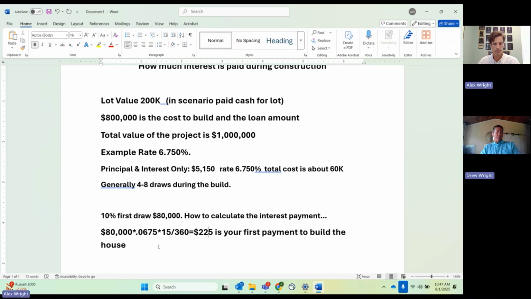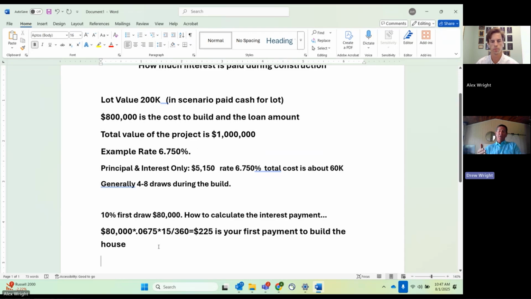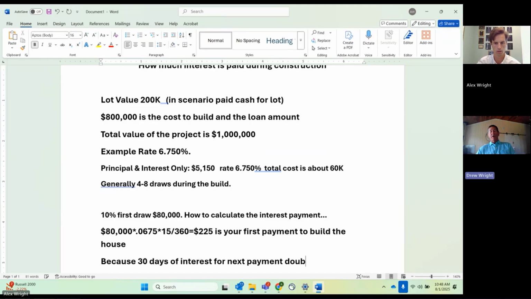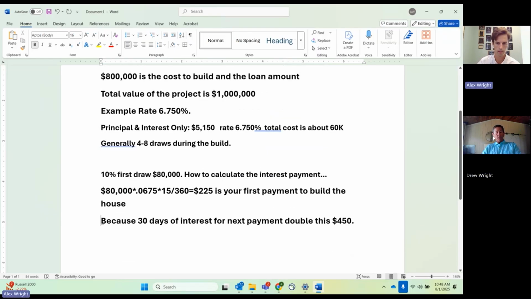Right. Gotcha. Okay. So that first payment is 250. The second billing cycle, you're going to pay essentially double that, because that was 15 days of interest. So you can double that payment and it's going to be 450. Your builder still hasn't gotten another draw. So you've only paid so far one payment for 225, another payment for 450, and you're into the second month. And the third month, your builder might get a draw, let's say for 20% of $800,000. That's going to be a draw amount of like 160. Right, Alex? Yep. I think that's pretty accurate.